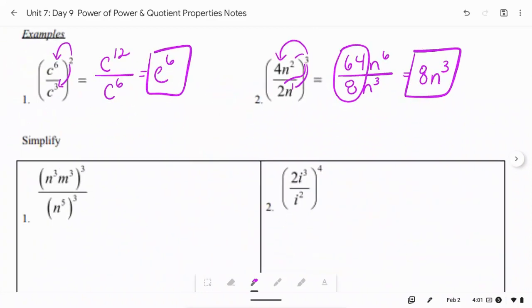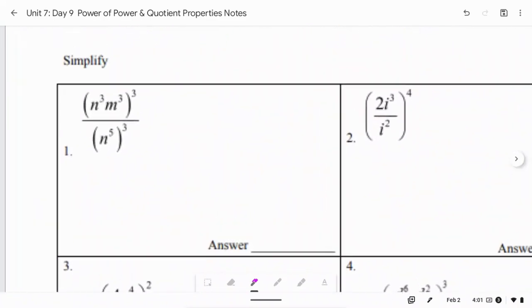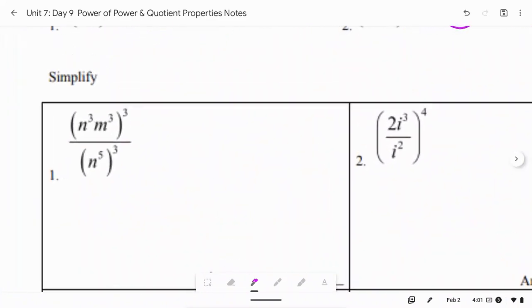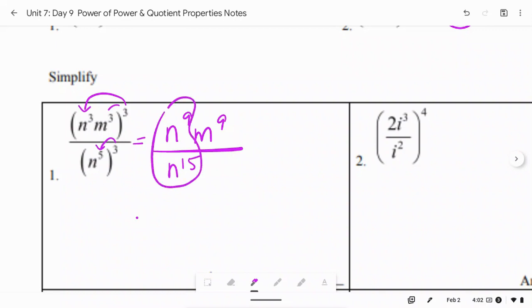Okay, let's continue to practice this with some more examples. So in number 1, notice that for the numerator parenthesis, we're going to distribute this 3rd power. Since we don't have coefficients, we don't need to worry about those. So you're going to multiply the exponents when you distribute. So I get n to the 9th power, m to the 9th power. And then in the denominator, we're going to distribute that 3 to get n to the 15th power. And then now, because it's a division problem, I'm going to subtract my exponents.